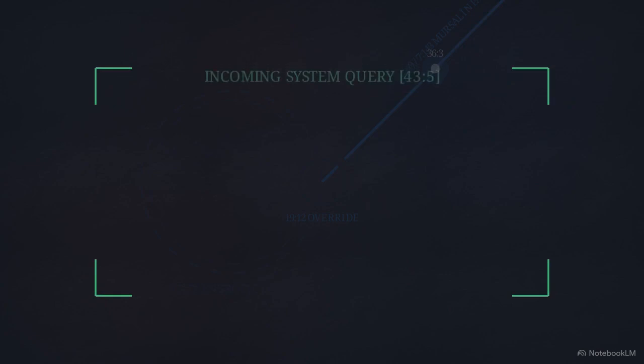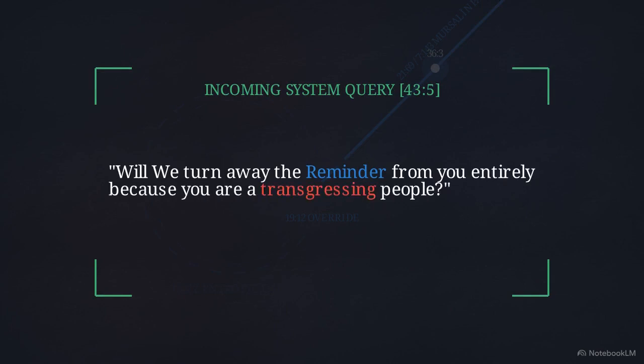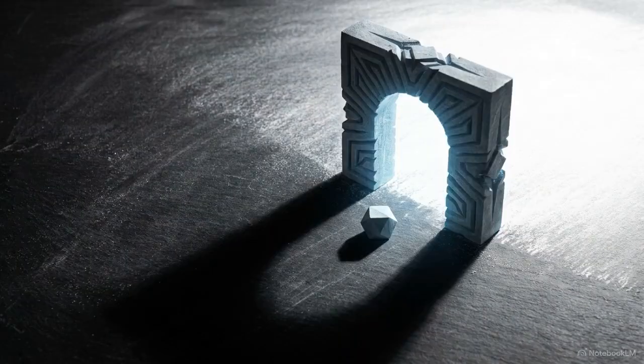Coordinate 43.5 then pings the node with a live system notification, asking, "Will we turn away the reminder from you entirely because you are a transgressing people?" Coordinate 43.5 operates as the system actively pinging the user in real time. Under 36.3, you already possess the required clearance. The architecture is waiting for the node to respond.